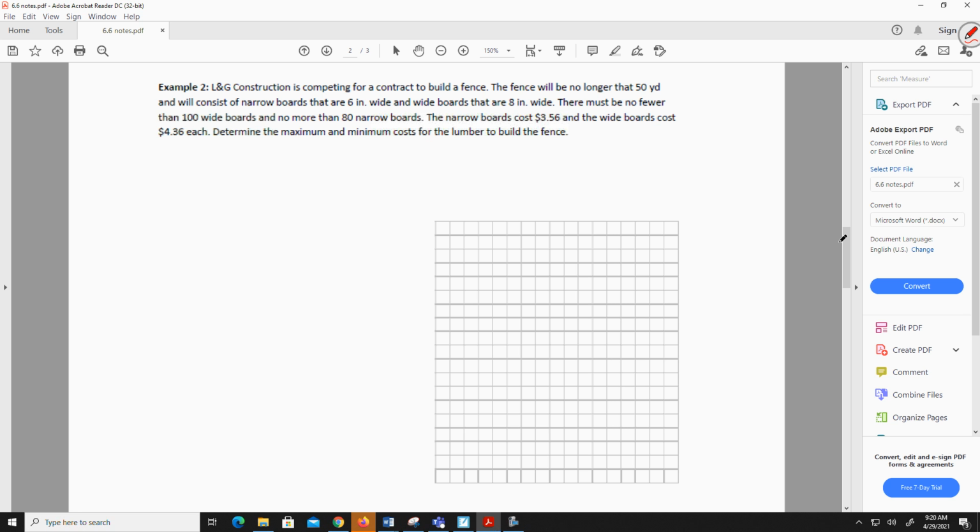Okay, LNG construction is competing for a contract to build a fence. The fence will be no longer than 50 yards, and will consist of narrow boards that are 6 inches wide, and wide boards that are 8 inches wide. There must be fewer than 100 wide boards and no more than 80 narrow boards. All right. I think this is the one where I got to convert yards to inches.